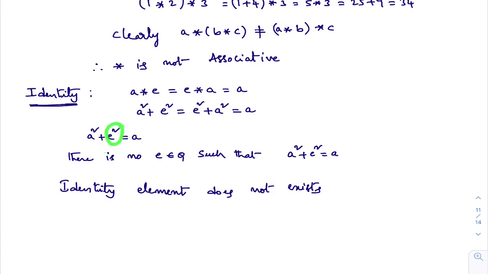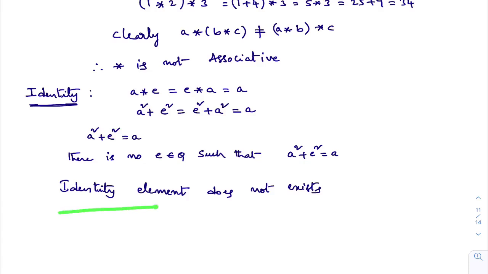Suppose you take E as 0. A square plus 0 is A square, not A. Try to understand this, please. Can you find E such that A square plus E square equals A? Here A is a rational number, E is a rational number. You can observe the question. This question is defined on the set of all rational numbers. Can you find E? No, there is no E such that A square plus E square equals A. You cannot find it. You can try as long as you want, you cannot find it.